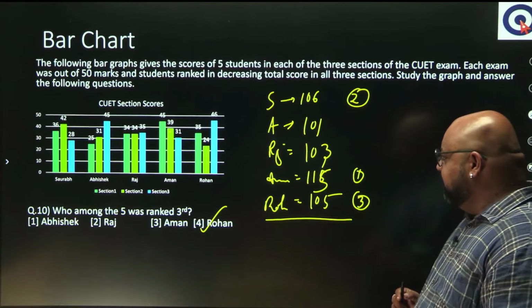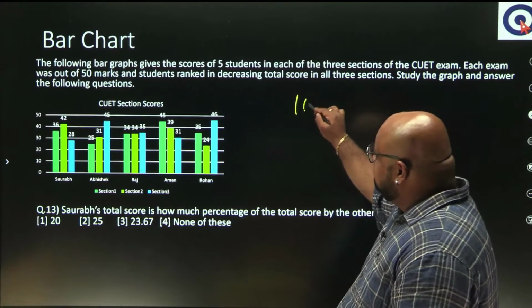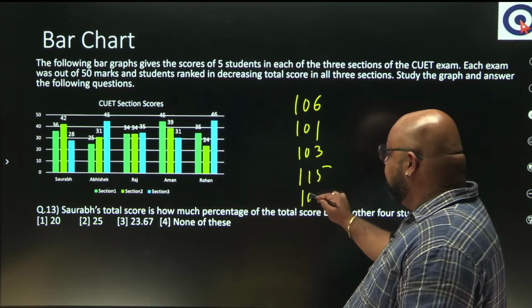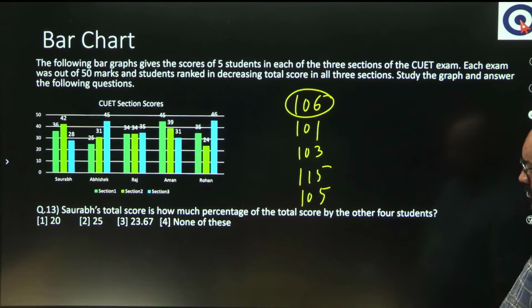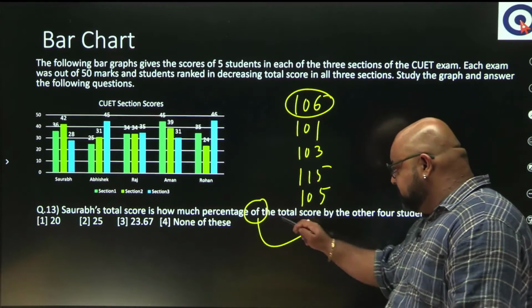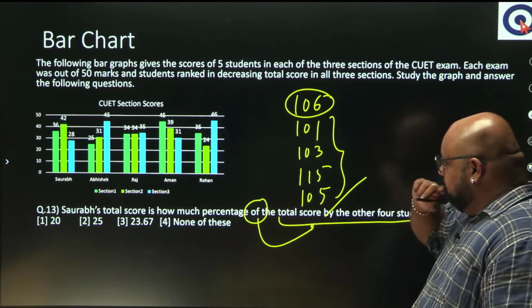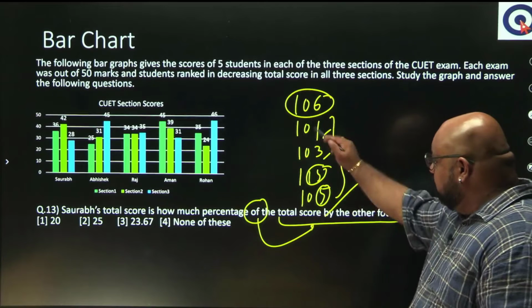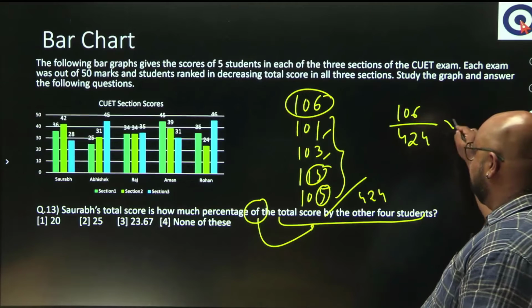106, 101, 103, 115, 105. This is Saurabh's score. Is how much percent, so this goes at the top, of the base, the total score by the other 4 students. So I just have to add the other 4. This will come out to 424. So basically 106 upon the other 4 scoring 424 into 100.